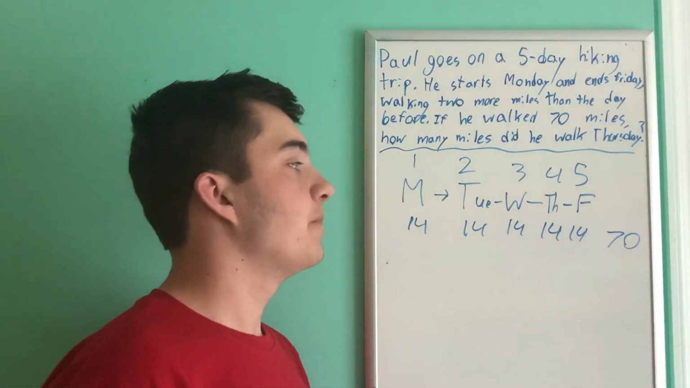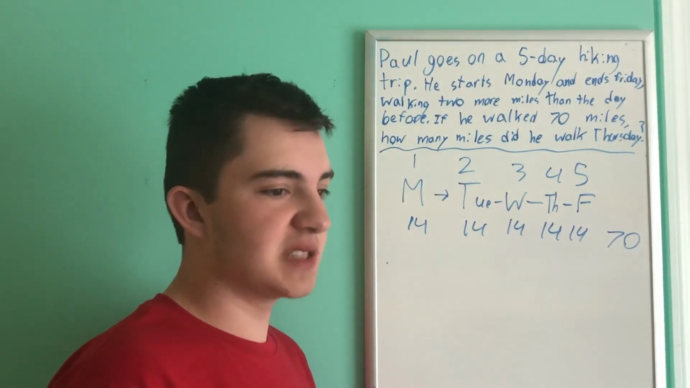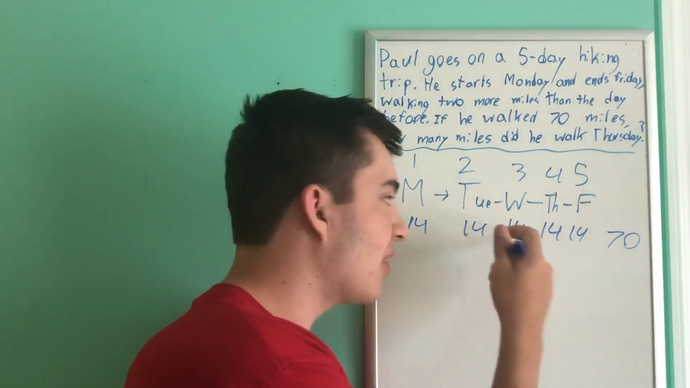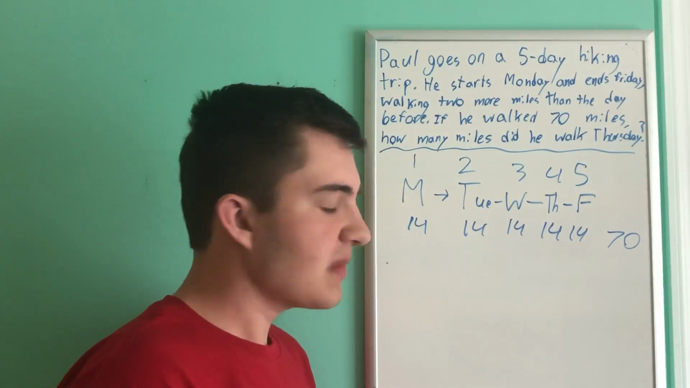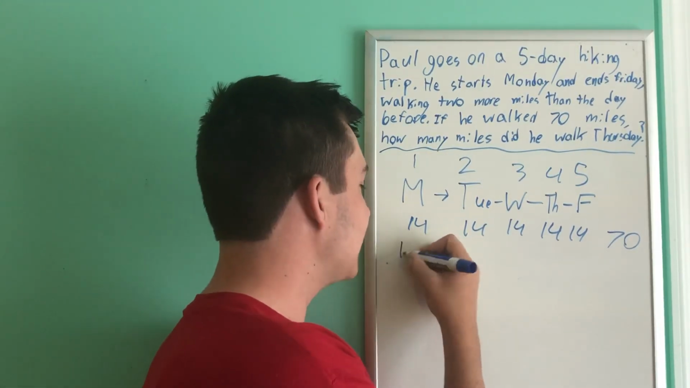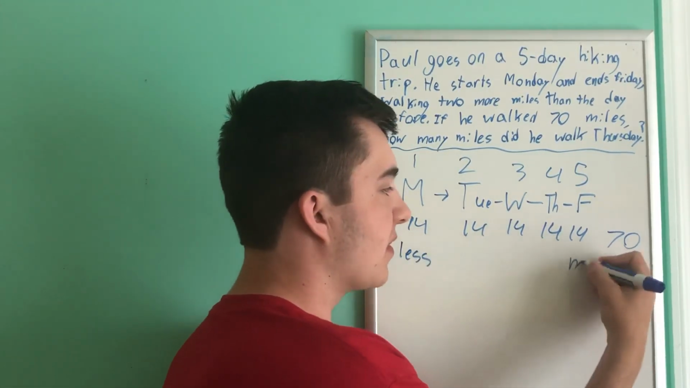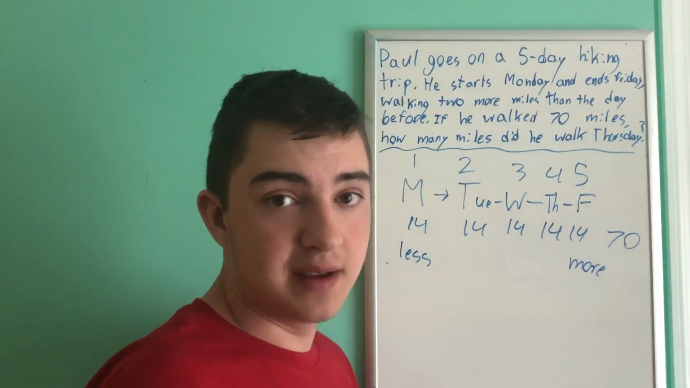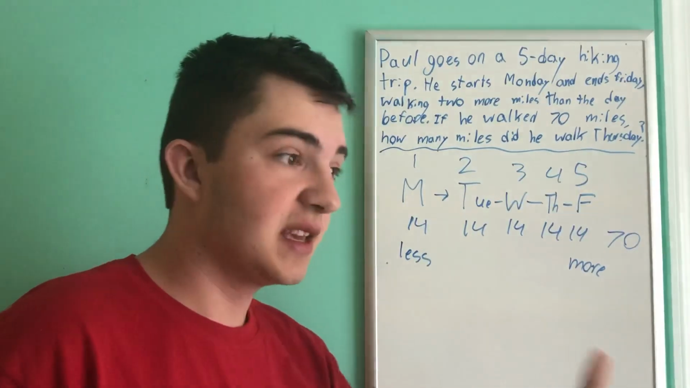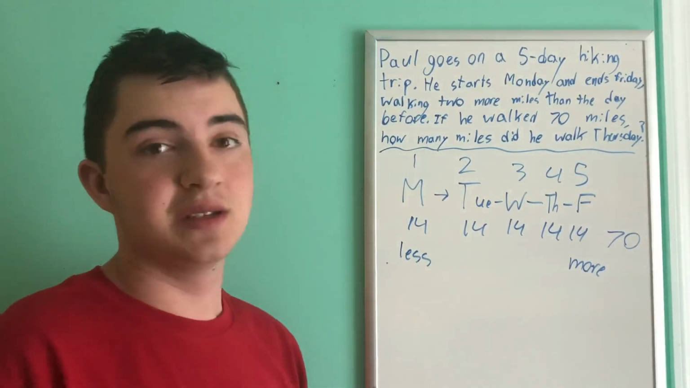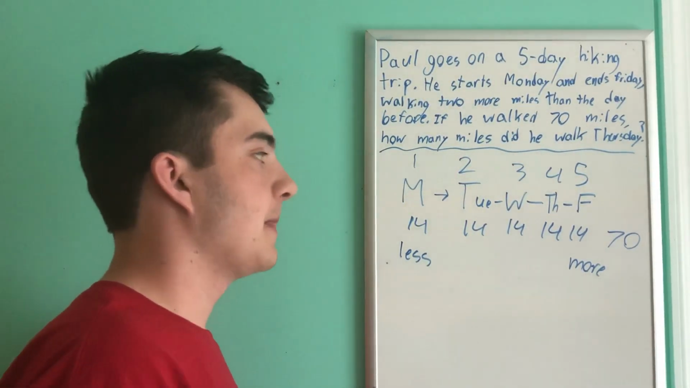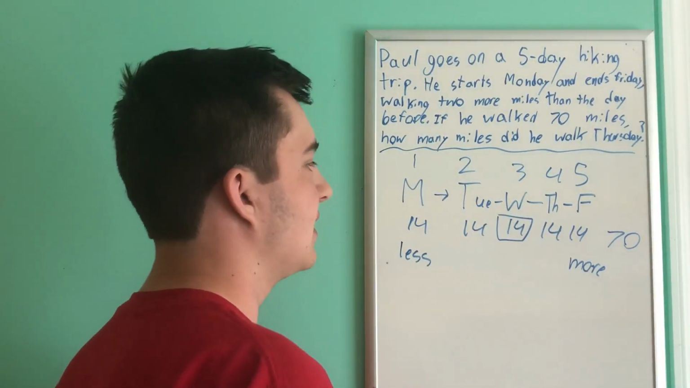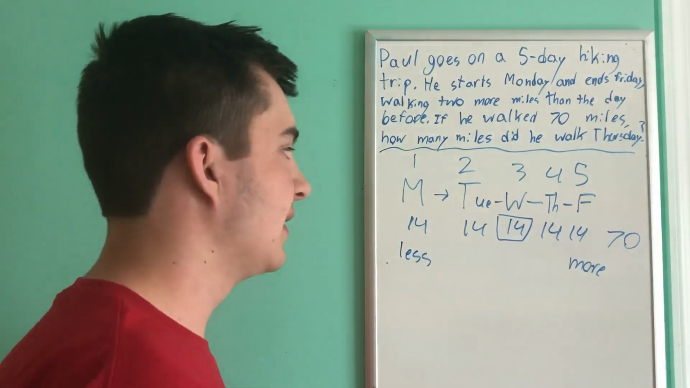So, now let's see. If he walks 2 more miles every day, how are we going to figure that out? Well, we can start with 14 on every number. And this has to be less, and this has to be more, because he has to start walking less than 14 and walking more. If he walks more each day, he walks the least the first day and the most the last day. Now, let's just keep this Wednesday as 14. Let's see if that'll work.